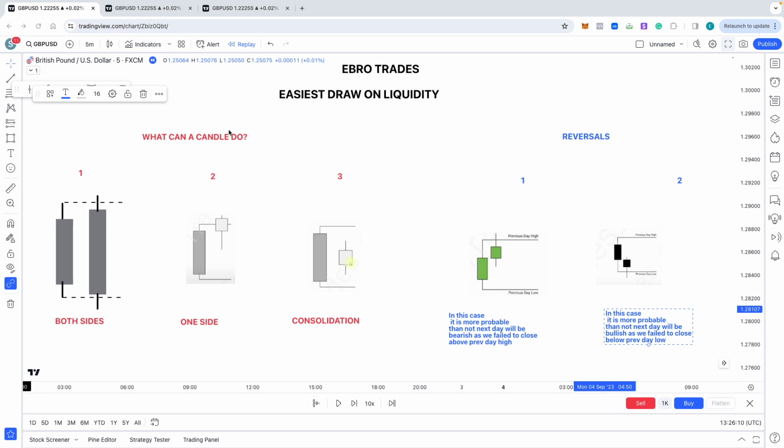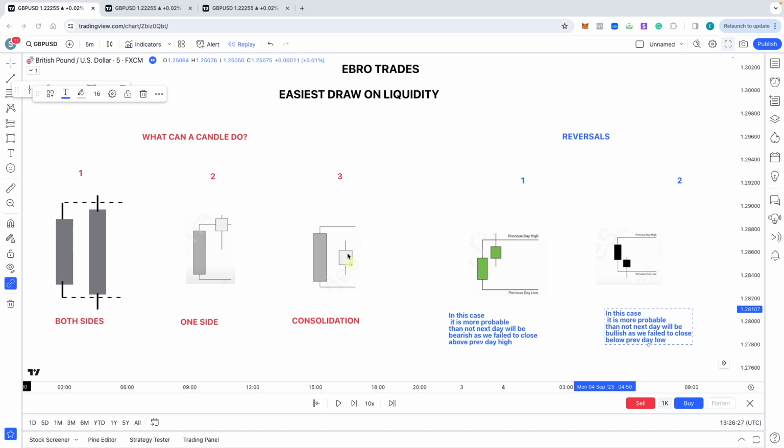So we'll start off with the basics. What can a candle do? What are the three types of behaviors for candles on the daily time frame? I'm stressing this is all on the daily time frame. We'll start over here actually. So, consolidation. Let's assume that candle one is Monday, candle two is Tuesday.